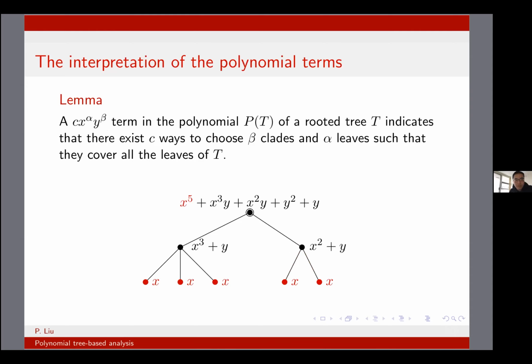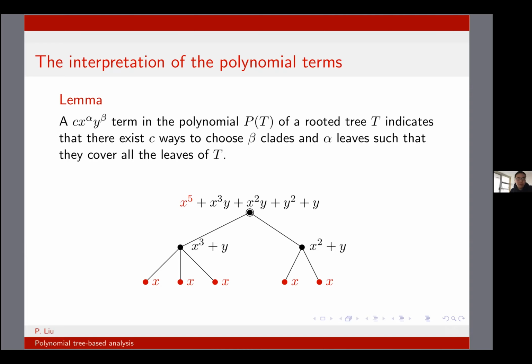we can interpret the terms in the polynomial. Say we have a c times x to the power of alpha and y to the power of beta term. That actually means there exist c ways to choose beta clades and alpha leaves such that they cover all the tree. I'll explain what it means.